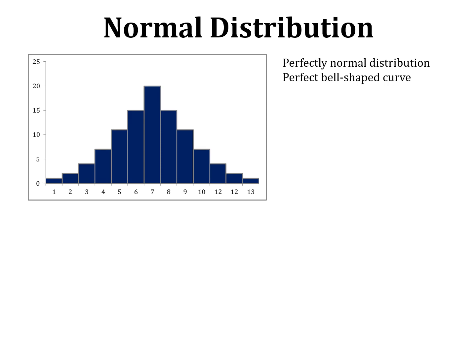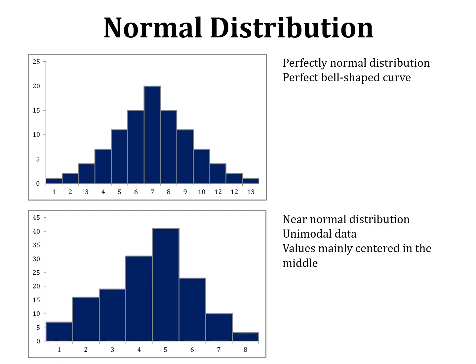Now, there is another distribution which is not a perfectly normal distribution, rather this is a near normal distribution. Why are we considering this one as near normal? Because this is unimodal data. You can see that there is only one peak, and in this distribution as well, the values are mainly centered in the middle, and as we go away from the middle, the probability of finding a value gradually decreases.